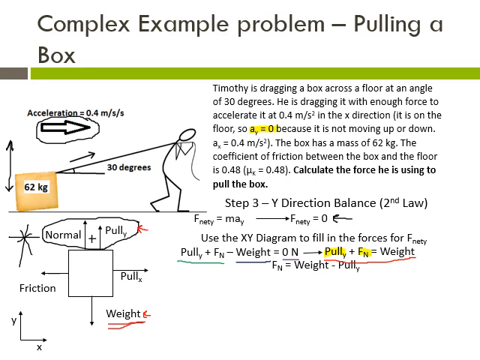So let's solve for force normal there. Solving for force normal, I just subtracted pull y from both sides. So I moved pull y over to the right with some subtraction. So force normal is equal to the force of weight, the force of gravity, minus the strength of pull in the y direction.